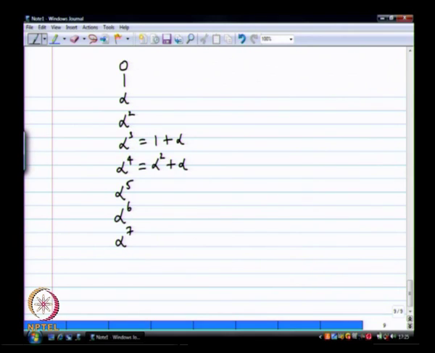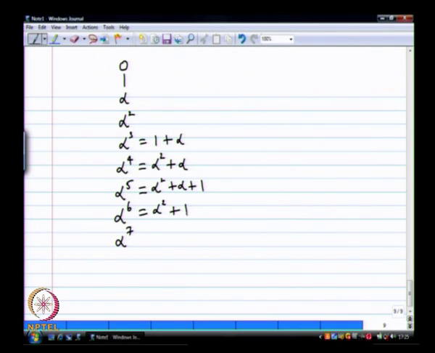Did everybody converge on the answer? So alpha power 5 is what? It's basically alpha power 3 plus alpha squared, and then alpha power 3 you have to replace by alpha plus 1. So essentially you will get alpha squared plus alpha plus 1, and then alpha power 6 you have to multiply alpha power 5 by alpha, so you would get alpha squared plus 1.